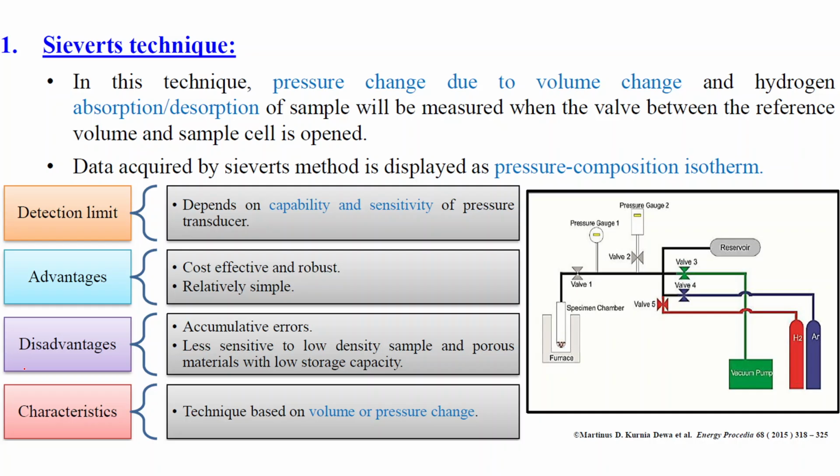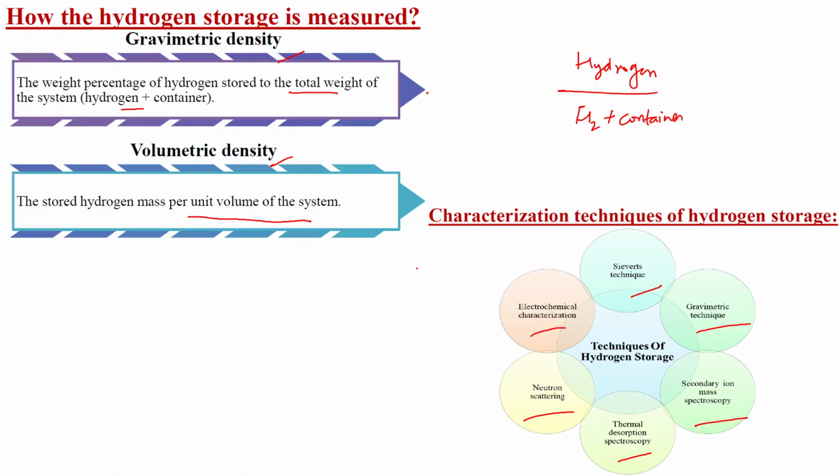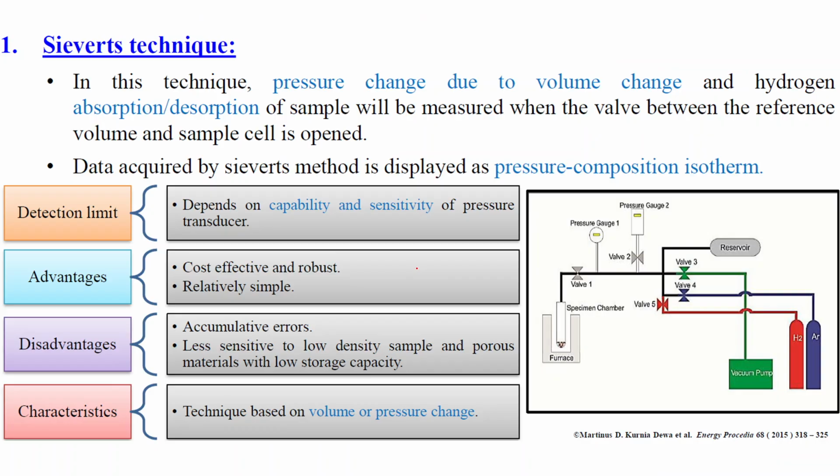Okay. So coming on to the Sievert's technique. These are basically some of the techniques which are used to characterize the hydrogen storage. So in Sievert's technique, the pressure change due to volume change and hydrogen adsorption or desorption of the sample will be measured when the valve between the reference volume and sample cell is opened.